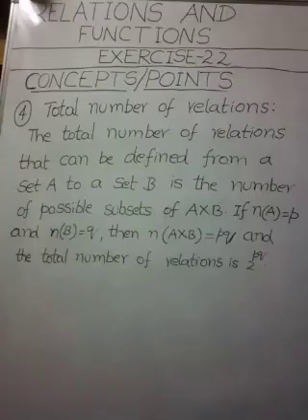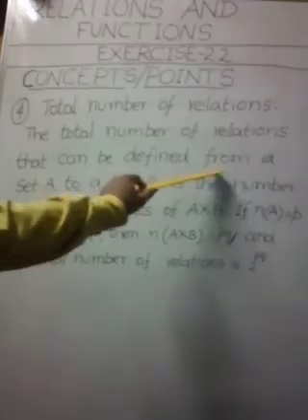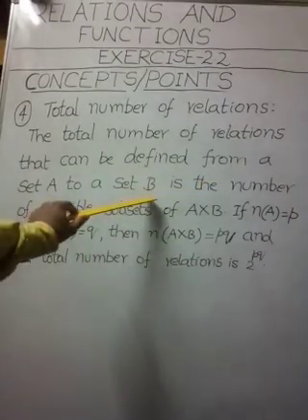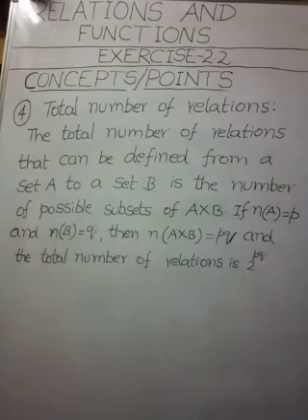Right. Now come to the last point, that is the fourth point, total number of relations. How to find the total number of relations defined from a set A to another set B. See this point, the total number of relations that can be defined from a set A to a set B is the number of possible subsets of A cross B. Okay, my dear children, the number of possible subsets of A cross B is nothing but the total number of relations that can be defined from a set A to set B.